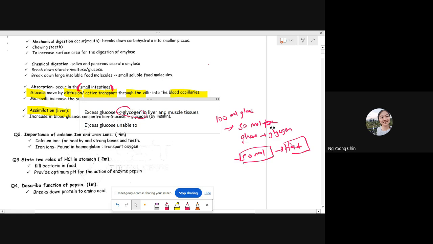Unable to convert and store in the form of glycogen, so what do they do? They will become fat. They will convert into fat. Excess glucose is able to convert into fat. So the fat will be stored around our skin, around our internal organs.